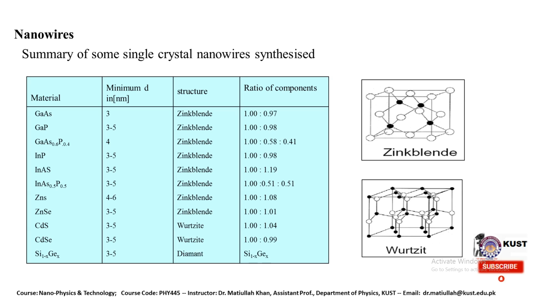And finally, we also have nanowires achieved in the material SiGe, in which the concentration of Ge is changed, and it has the diamond structure with a diameter size of 3 to 5 nanometer. So we have the zinc blende structure that is shown over here, and the wurtzite structure as well. So these are some of the nanowires we have today. We have already seen them prepared, and they have the minimum diameter, which shows that they are very interesting nanowires.